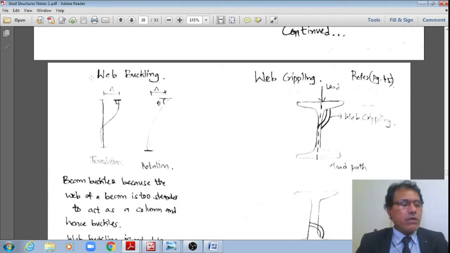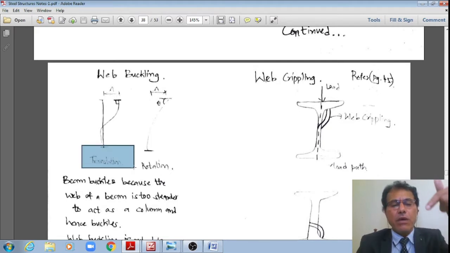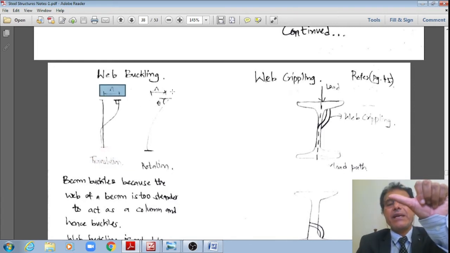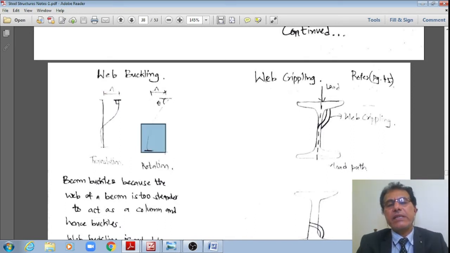Once it is subjected to the external loading, which is accompanied by translation in the downward direction, as well as translation in the lateral direction, as well as rotation, like this. All three will be happening for the web buckling.